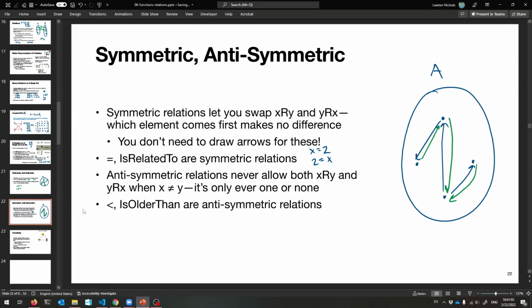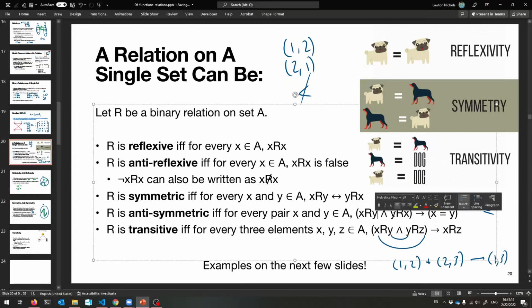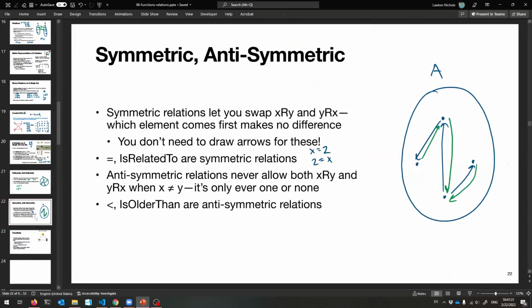Let's talk about anti-symmetric relations. That means that you cannot have both. Going back to the definition up here, if you know that one thing is related to the other and that other thing is related to the first thing, if you have both, that means that those things were really just equal. You didn't really have different things being actually symmetric. Okay, so that's what anti-symmetric means.